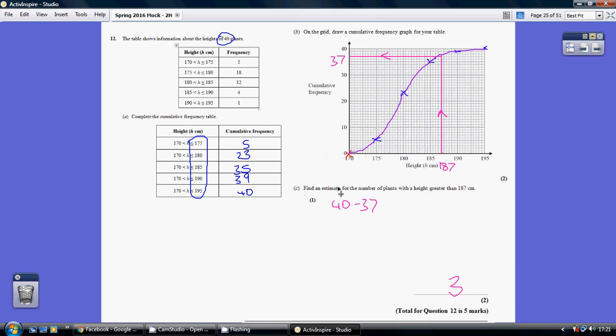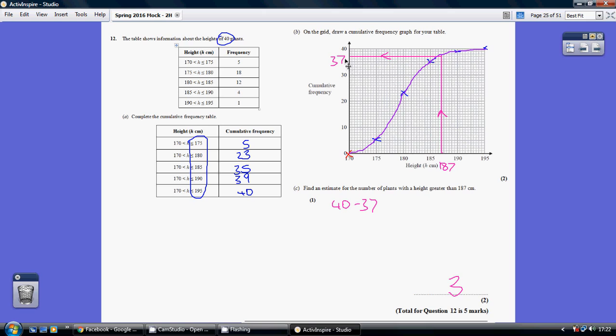Part C, find an estimate for the number of plants with a height greater than 187. So on the height row, find 187. Just take care, we're going up 2 squares here for every centimetre of height. So 185, 186, 187, 188, 189, 190. So 187 is 4 squares along. Get your ruler out and go straight up, and then to hit the line, take a reading. I get 37, because on the y-axis each square represents 1. So 37 is where I've got.